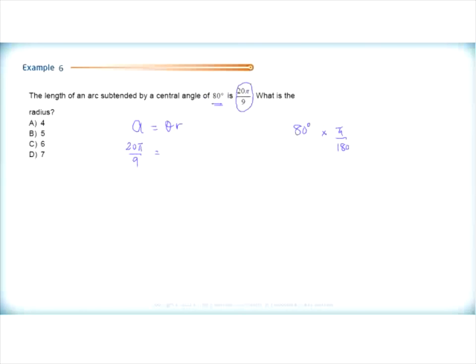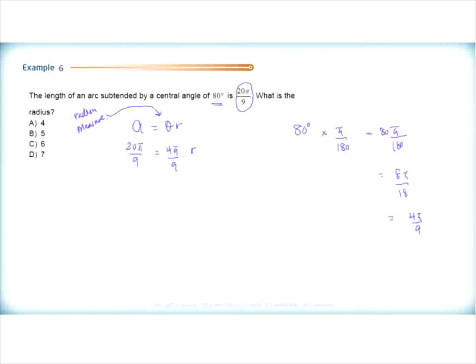Always got to be in radian measure. That's very important. And if it's not, we need to change it, which I'm doing. That's going to give me 80 pi over 180. If I reduce that, of course, I get 8 pi over 18. Continuing to reduce, I'll get 4 pi over 9. So I get 4 pi over 9 times the radius, that's what I'm looking for, R.